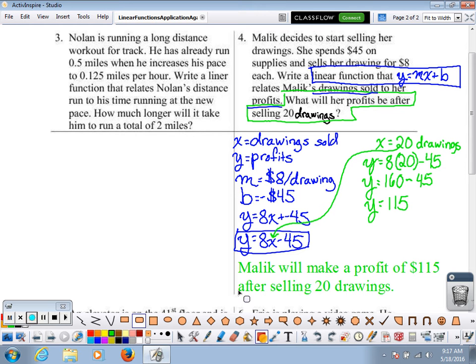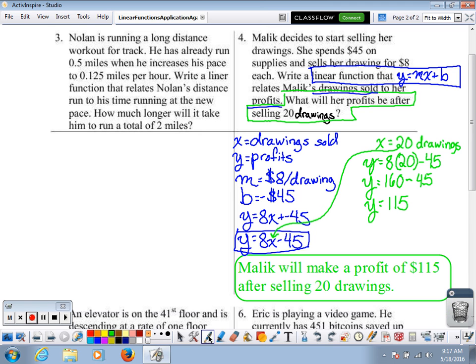Malek, start selling those drawings. Make yourself some good money, okay? And then cut me in for a finder's fee or something like that because I gave you the idea of selling. Well, still cut me in for 10%, just for fun.